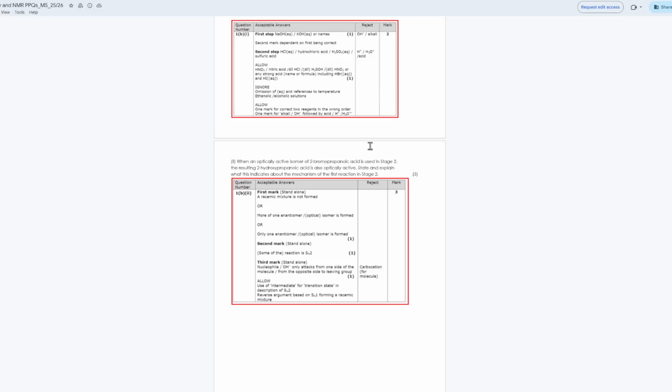Is that the first mark? More of one enantiomer is formed. Only one enantiomer is formed. I would say that is the third mark there. So actually, I'm pretty sure that is full marks, 3 out of 3 on that. So that's good. Bit of a redemption.